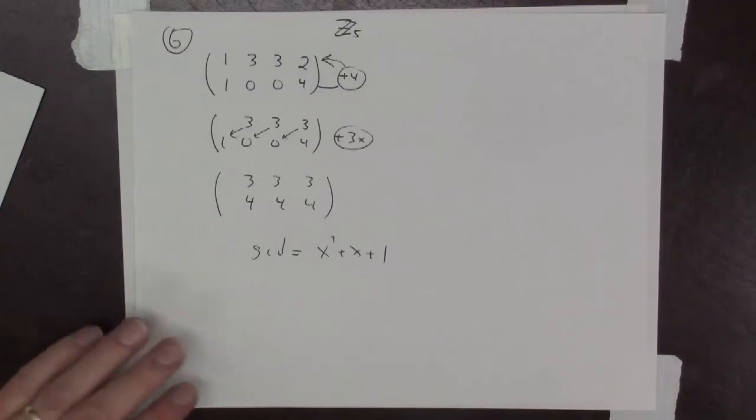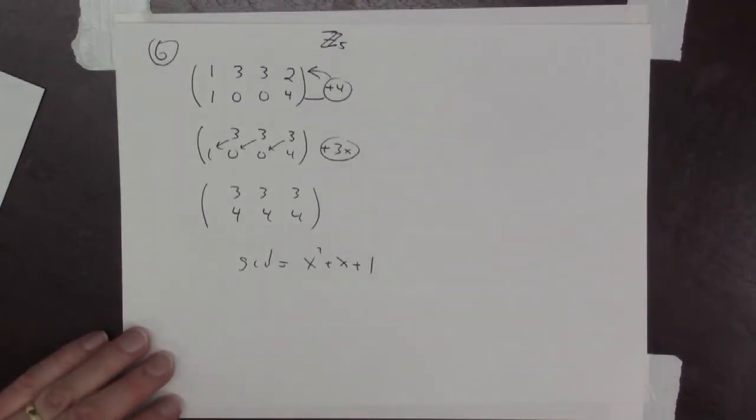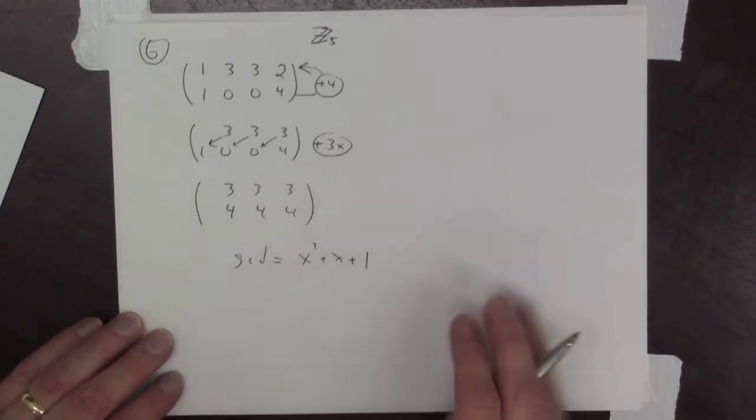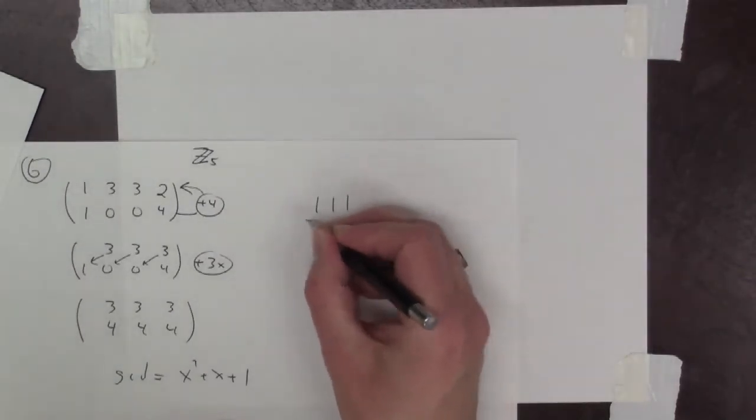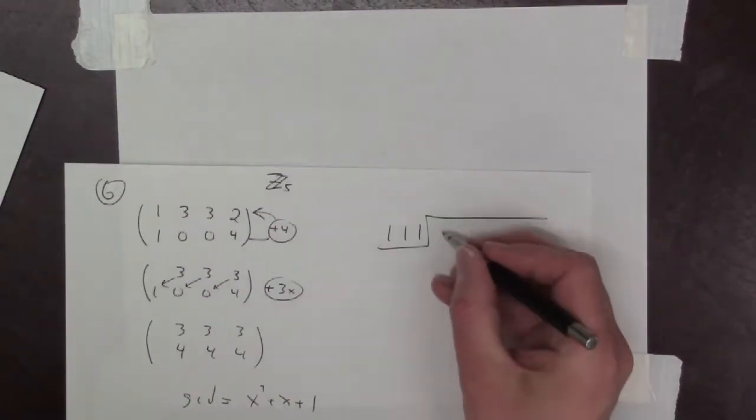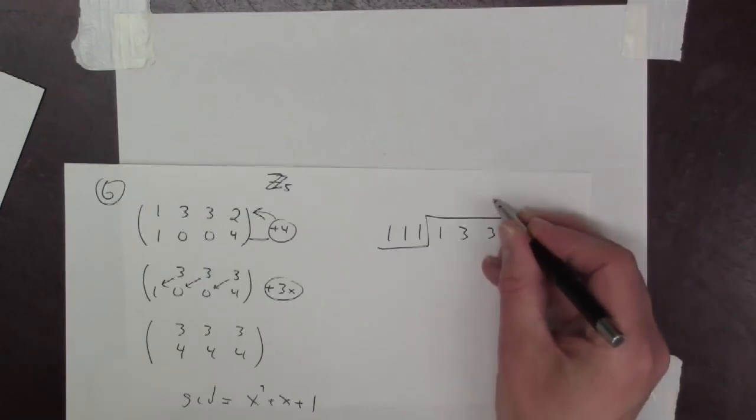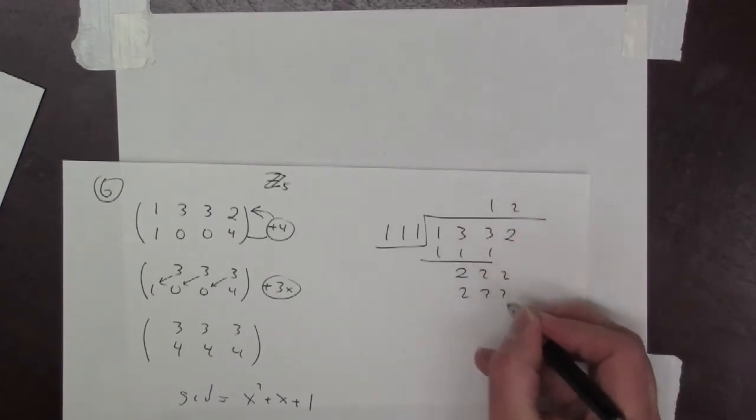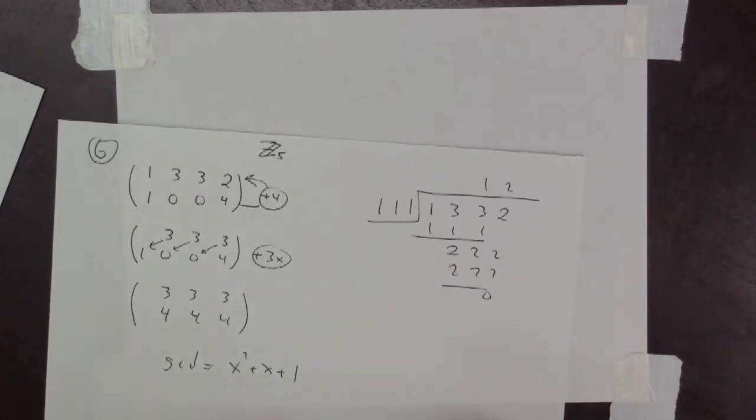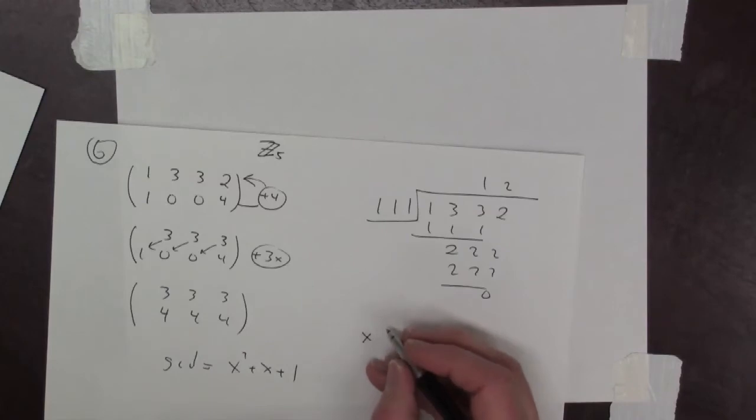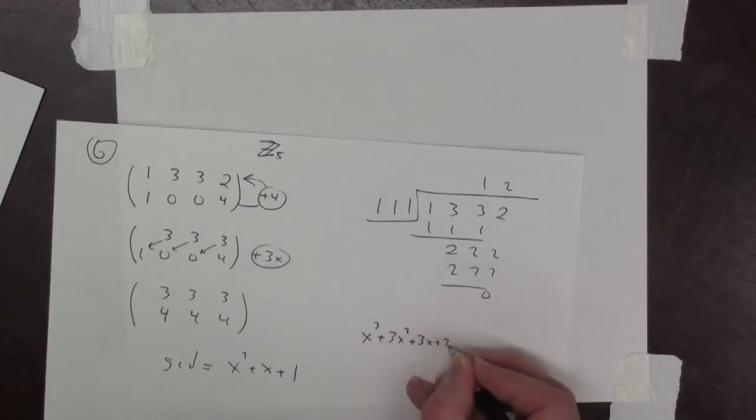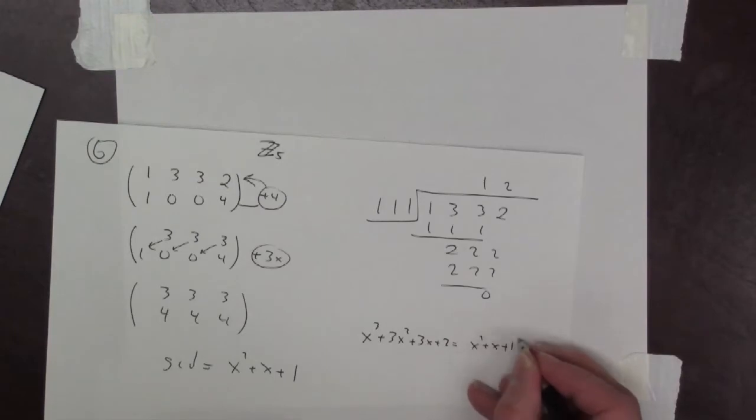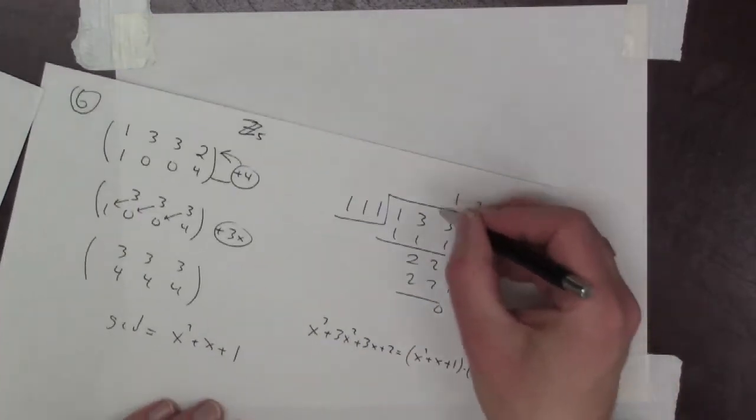So let's take these polynomials. Let's do polynomial division perhaps. 1, 1, 1 divided into my first polynomial, 1, 3, 3, 2. Multiply by 1, 1, 1. I subtract 2, 2. This 2 comes down. I put a 2 here. 2, 2, 2, 0. So my first polynomial factors as, let's write the polynomial so we actually can see it, x squared plus x plus 1 times x plus 2.